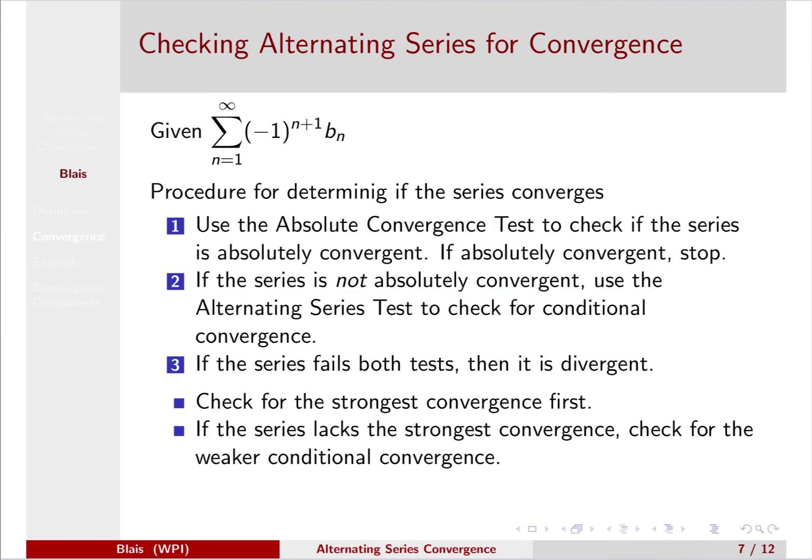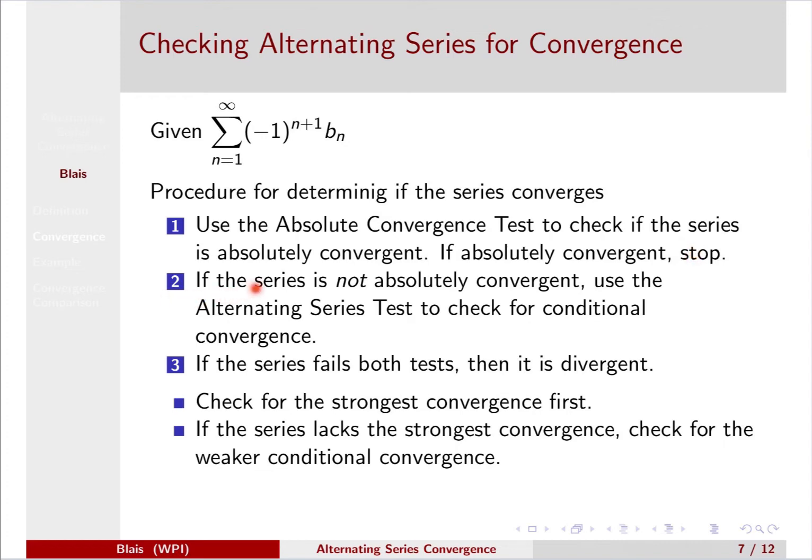So how do we use this? Anytime you see an alternating series like this, here is the procedure we should use to determine if it converges. First, you test for the strongest convergence. We use the absolute convergence test to check if it's absolutely convergent. If it's absolutely convergent, you're done. That's the strongest type of convergence. We stop there.